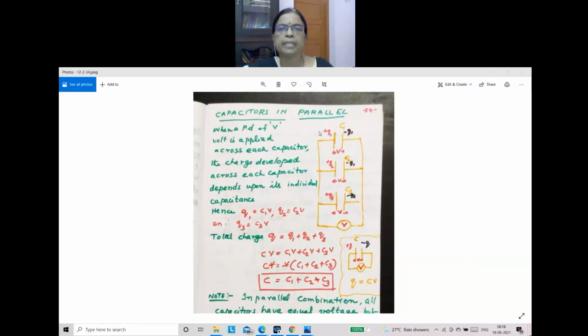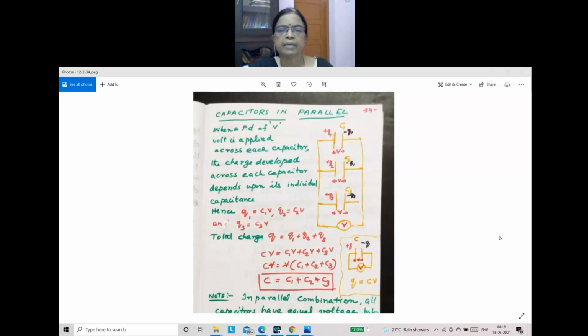Let the first capacitor C1 get charge Q1. Depending on the value of capacitance, they will get charge. Second capacitor, capacitance is C2, so depending on the value of its capacitance, that will be charged to an amount Q2. And the third one, capacitance C3, and the charge is Q3. So that depends upon their capacitances. Depending upon the capacitances, they will be charged to different amounts.